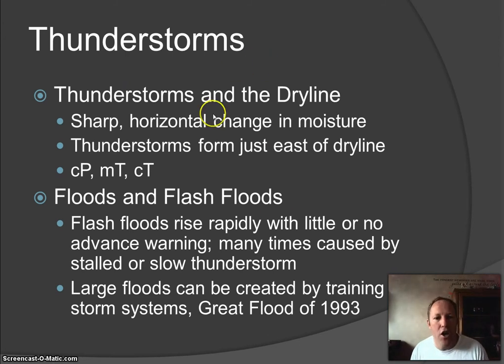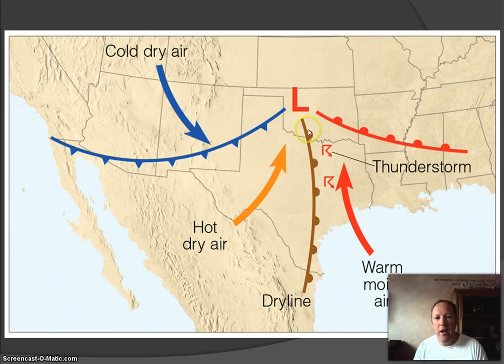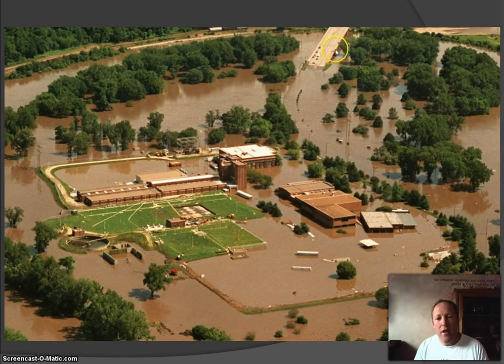Thunderstorms and the dry line, a sharp horizontal change in moisture. We talked about that in the different air masses. Floods and flash floods often occur with these, such as the Great Flood of 1993. We had a dry line, but in the East Texas area, warm, moist air. Here's the low pressure over Oklahoma, and this was the result, a big flood in 1993 from that precipitation in the Dallas area.